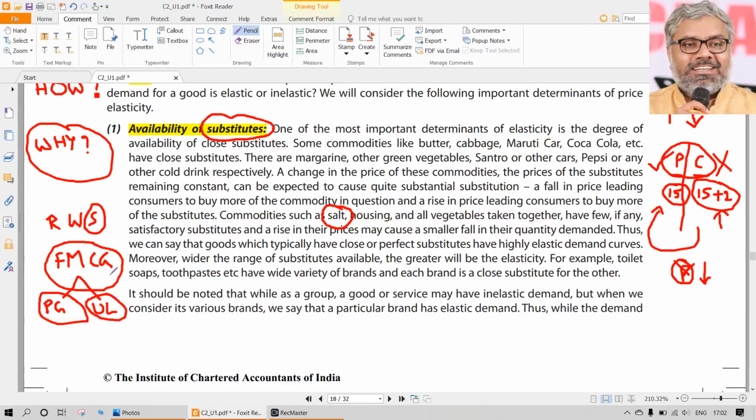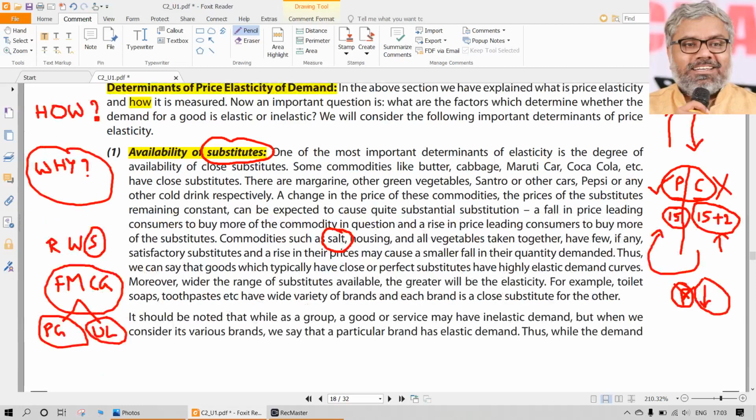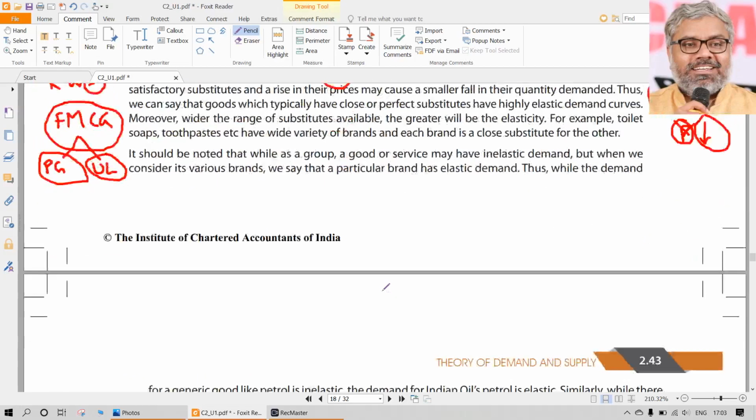So if anybody wants to get more demand for their products, the only way is to keep their prices low when they have very close substitutes. That is a very basic fundamental thing. Substitutes and the availability of substitutes will make the price elasticity of demand of a product high. That's the first point, that is, availability of substitutes.